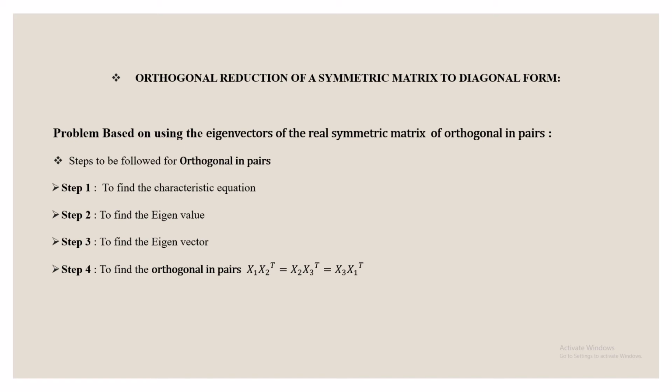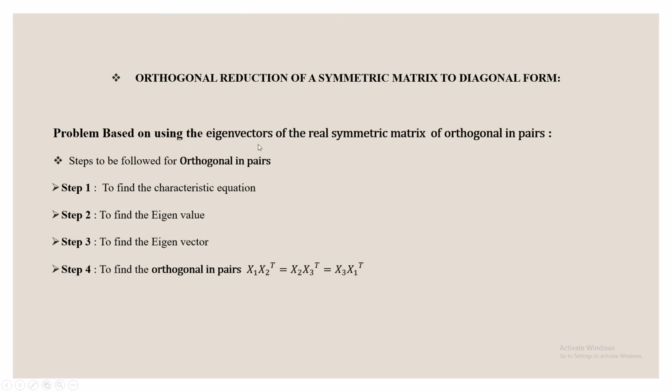Check whether the orthogonal pair x1 into x2 transpose equals x2 into x3 transpose equals x3 into x1 transpose, that is, whether all three are equal. For the final conclusion, with the help of the eigenvector values x1, x2, x3, you can check whether it is an orthogonal pair or not.